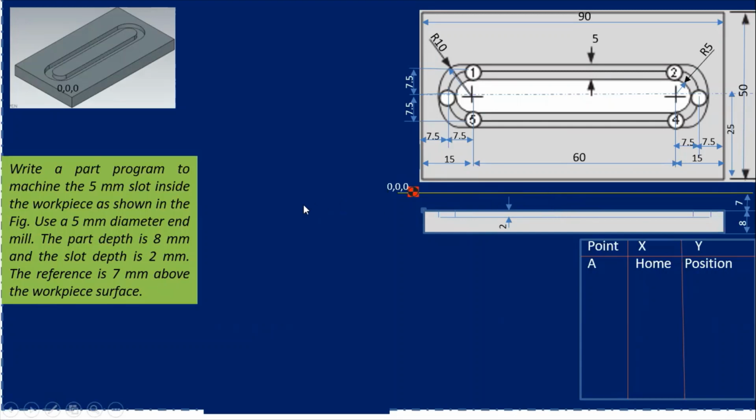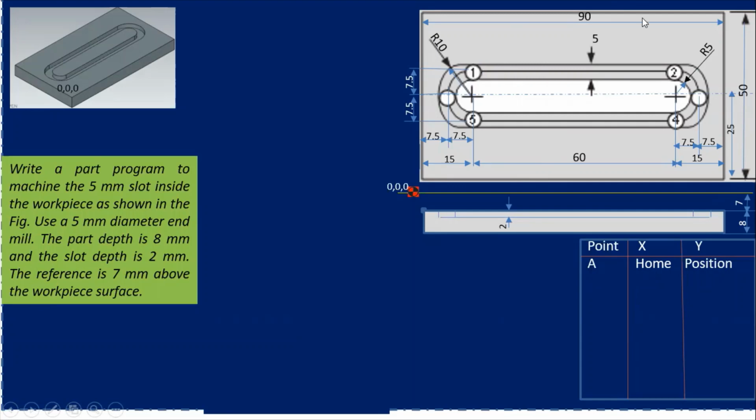Now, before writing the program, you should first find the coordinates of all these points. I'll go one by one. When finding coordinates for end mill cutters or when making a slot, the important thing is how to find the coordinates, because students always make mistakes here.